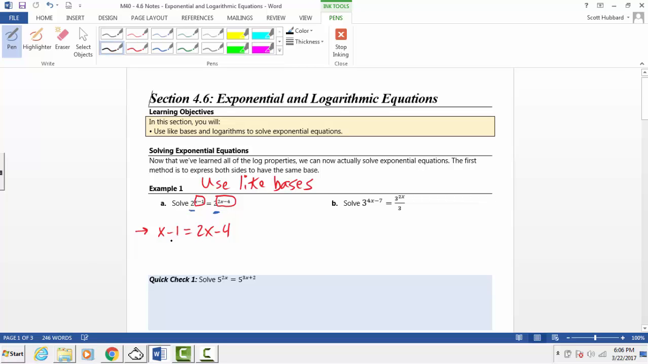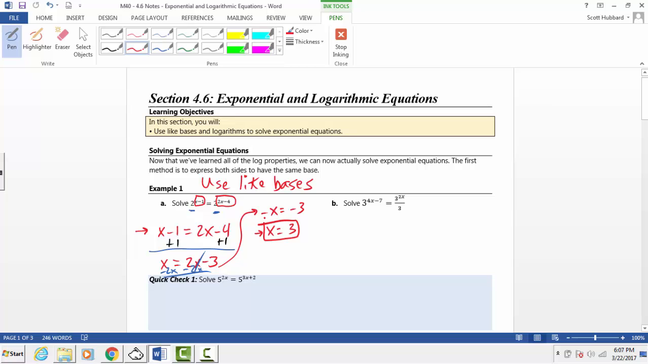Okay. And add 1. And you get x is equal to 2x minus 3. And then just do your algebra. So I know you all know how to do that. And so then you get negative x is equal to negative 3, which means x is equal to 3.